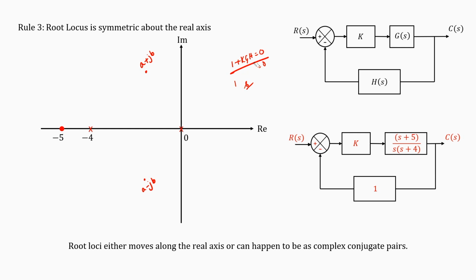The coefficients of this polynomial will be real numbers. If the coefficients of these polynomials are real numbers, then if a plus jb is a root of that polynomial, then a minus jb must also be a root of the polynomial. Which means that if a plus jb is a point on the root locus, a closed loop pole, then a minus jb also must be a closed loop pole. If c plus jd is a closed loop pole, then c minus jd is also a closed loop pole. In this way, at each and every point there has to be a complex conjugate. So, there must be symmetry in the root locus about the real axis, okay.